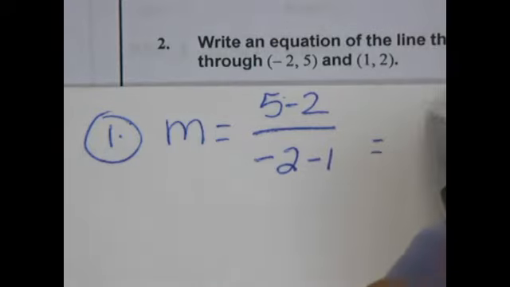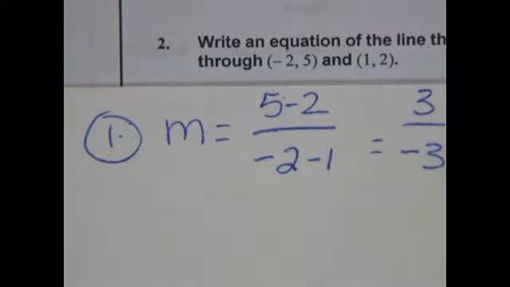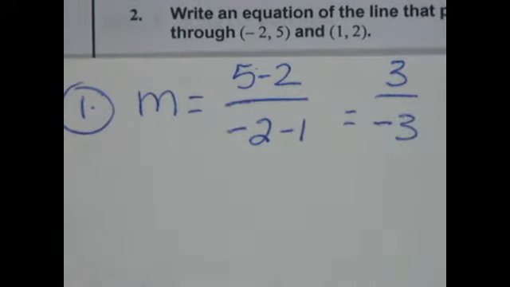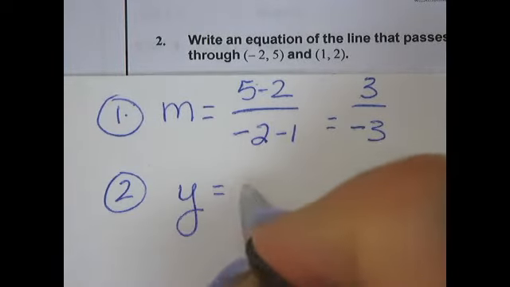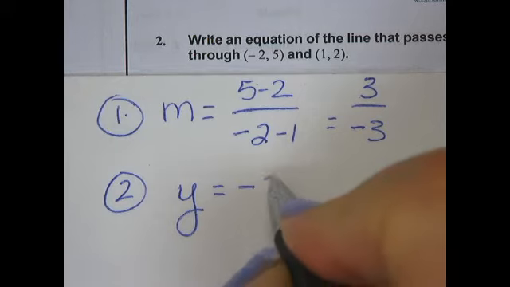So we're going to do change in y. So we're going to subtract the 2 y values over change in x. Subtract the 2 x values. So you end up getting 3 over negative 3. So our slope is negative 1.